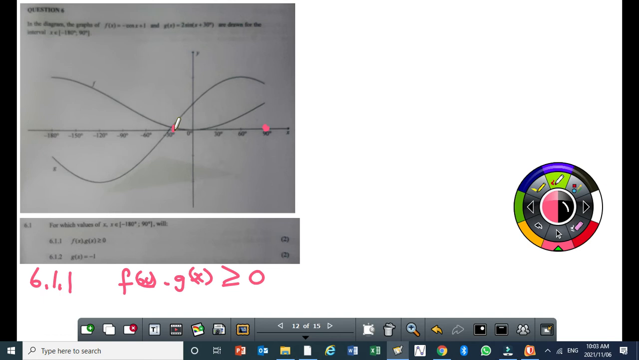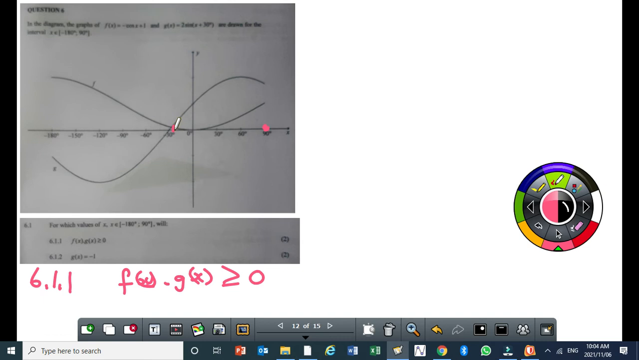I'm going to repeat that. If the graph is above the x-axis, then it's positive. If the graph is below the x-axis, then it's negative. Are you following what I just said? When I say positive or negative, it means the y values are positive when it's above the x-axis. The y values are negative when it's below the x-axis.